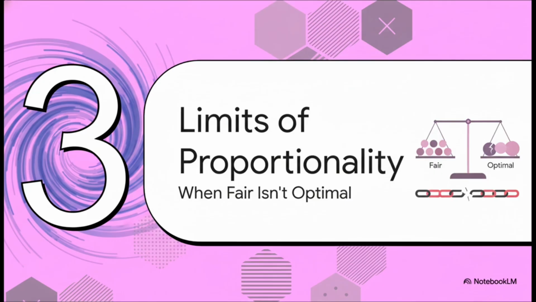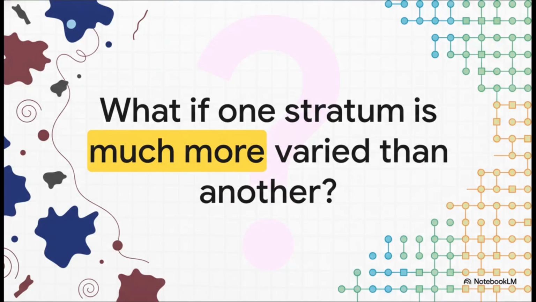Okay, so proportional allocation seems pretty great, but it's not perfect. It has one major blind spot, a hidden assumption that can actually make it pretty inefficient in some situations. So let's take a look at what that is. Let's think about this for a second.